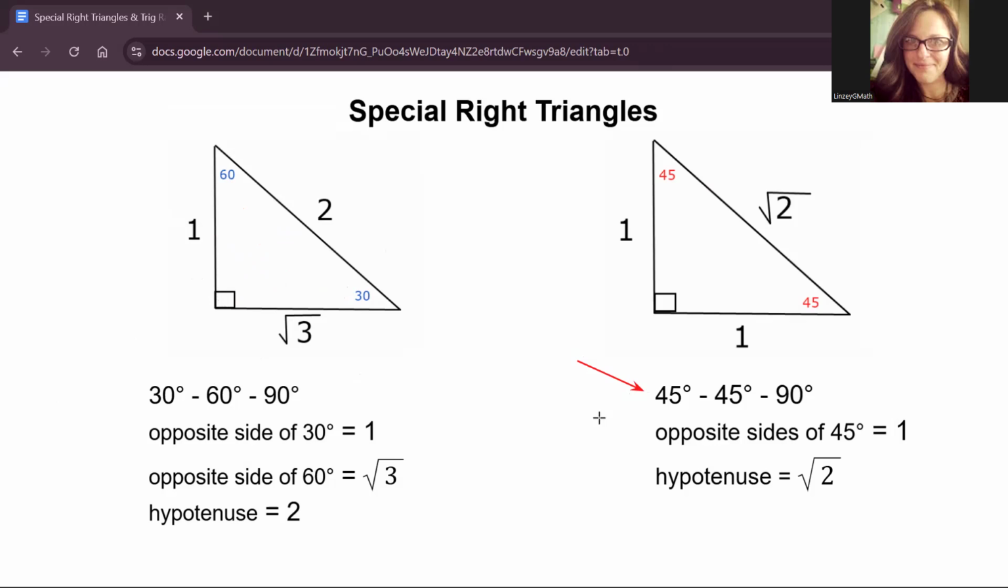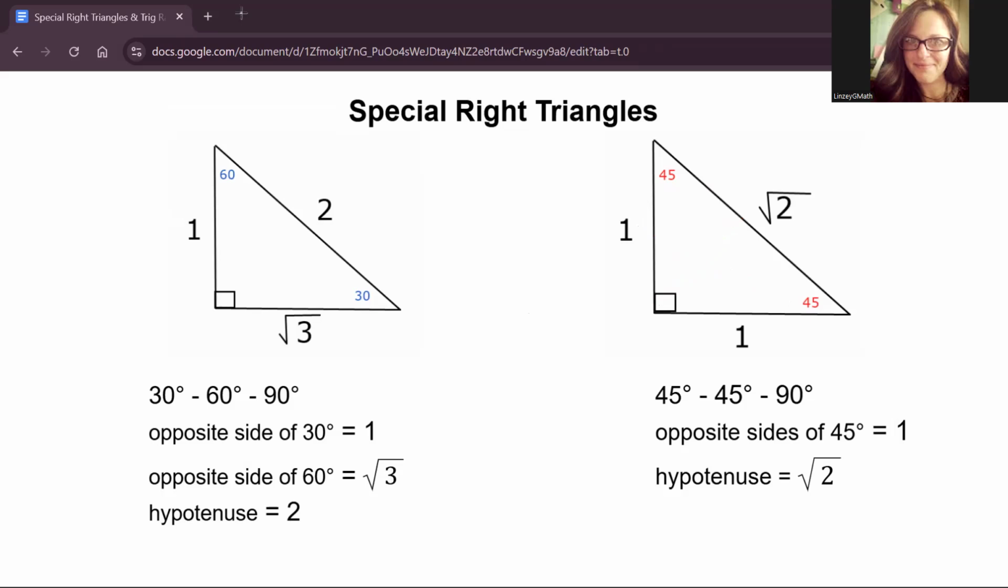45, 45, 90 special right triangle. It's an isosceles triangle, so the opposite side of 45 degrees is 1. The hypotenuse is the square root of 2.